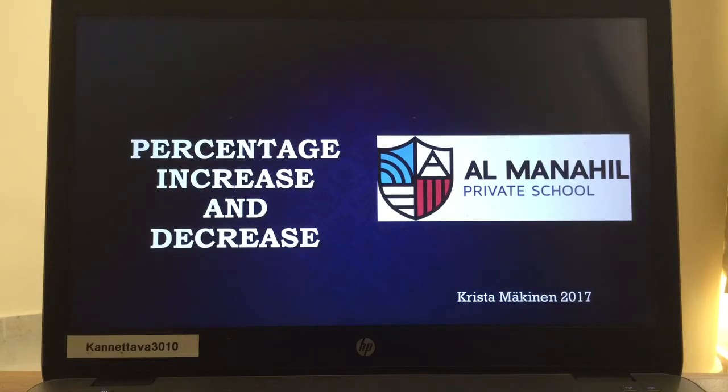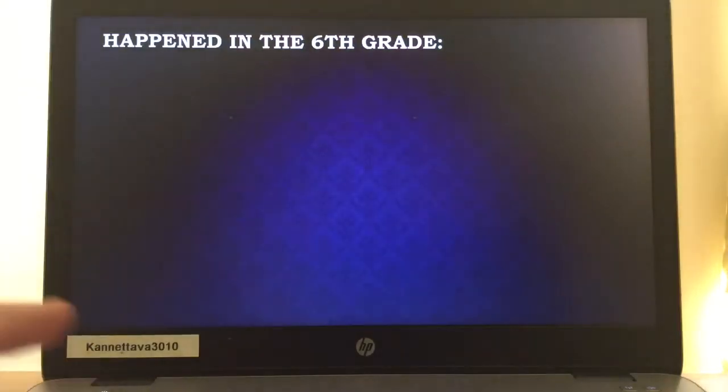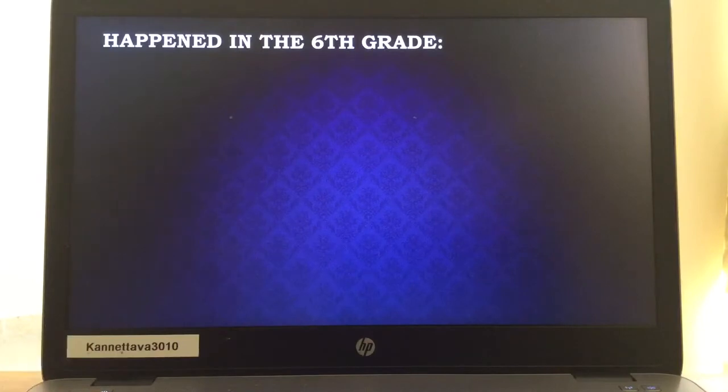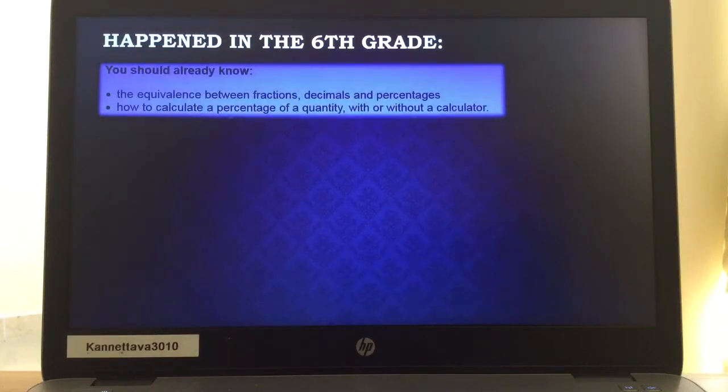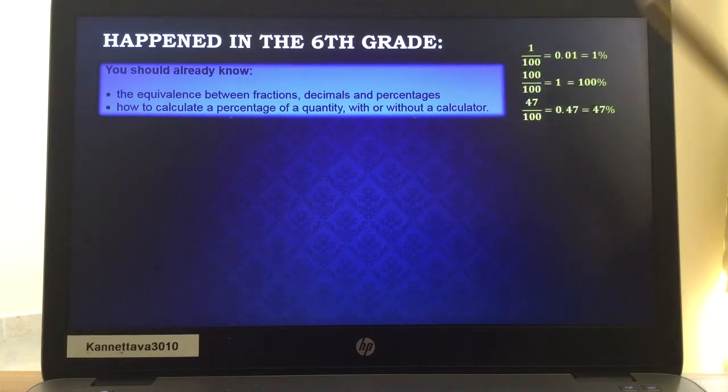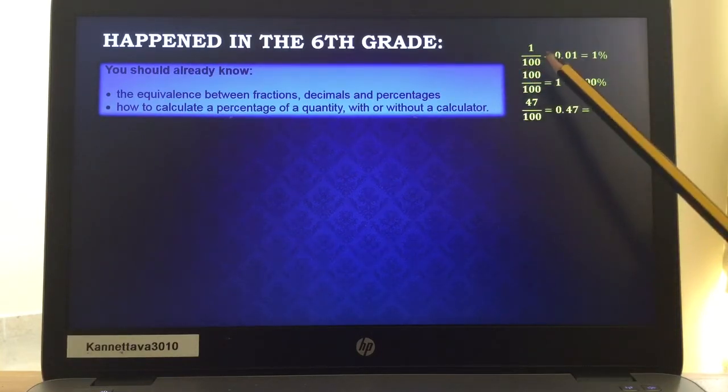Everybody, let's take a look at next week's material, which is percentage increase and decrease. Before that, we take a look at last year's program in the 6th grade. You should already know the equivalence between fractions, decimals and percentages, which are basically these relationships.